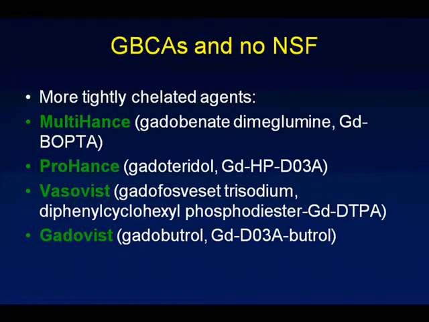So as mentioned, with the more tightly chelated agents, so far there have been no known cases of NSF, and that's MultiHance, ProHance, Vasovist, and Gadovist. We're currently using MultiHance because there's no known case of NSF, and also one of the reasons we like MultiHance is we can actually use half the dose and yet still get good results, so it's more cost effective. And MultiHance also has another property that helps us characterize liver lesions and assess the biliary tree, because it is also taken up by the hepatocytes, so it serves two functions for us.